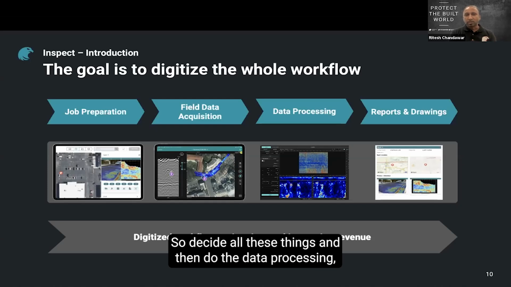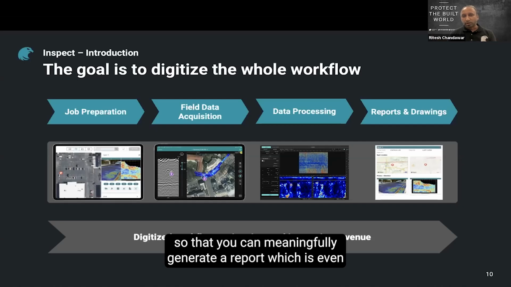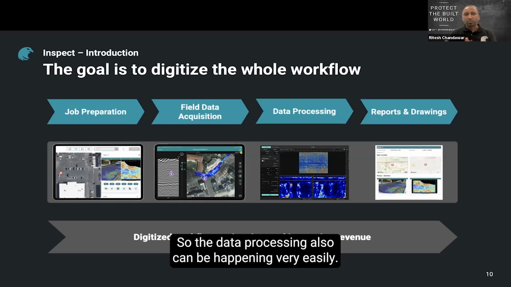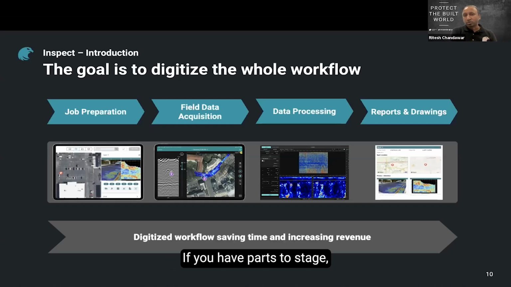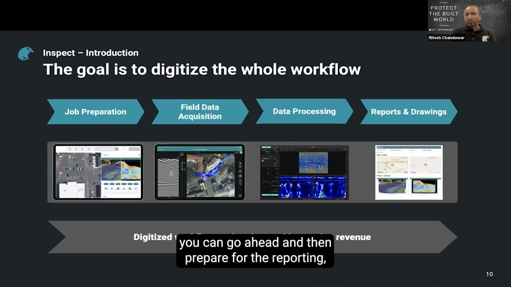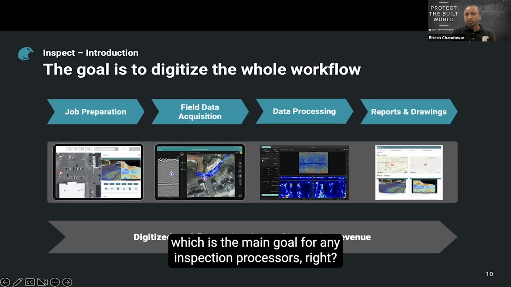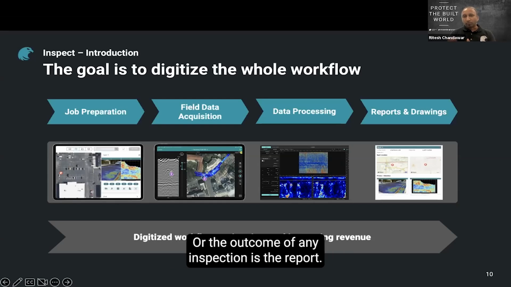So decide all these things and then do the data processing, so that you can meaningfully generate a report which is even more customizable. The data processing can also happen very easily if you have digitized the first two steps in a proper way. Once the data processing is done, you can go ahead and prepare the reporting, which is the main goal for any inspection procedure, or the outcome of any inspection, the report.